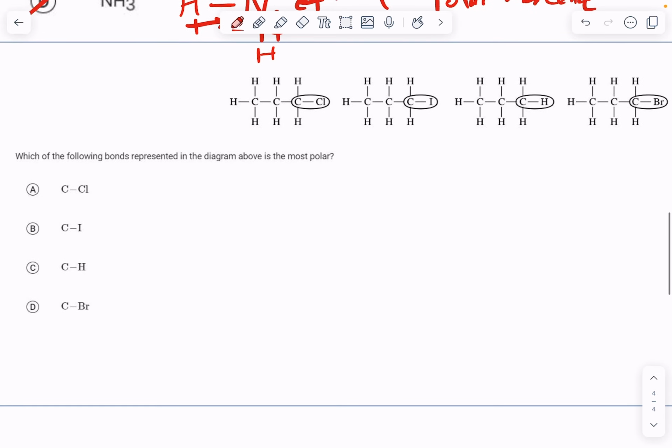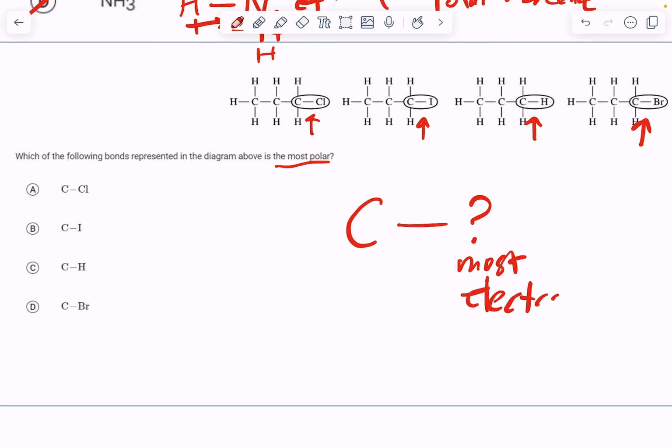Let's look at one more. Which of the following bonds represented in the diagram above is the most polar? Okay, I've got a couple options here. I've got this C-Cl bond, C-I bond, C-H bond, and C-Br bond. So ultimately, if I want something that's the most polar, I want something that's pulling on that carbon the strongest. So it's whatever is the most electronegative atom on the periodic table. I can use that by looking at whatever's closest to the top right. In this case, that would be chlorine. So my answer for this one should be C-Cl.